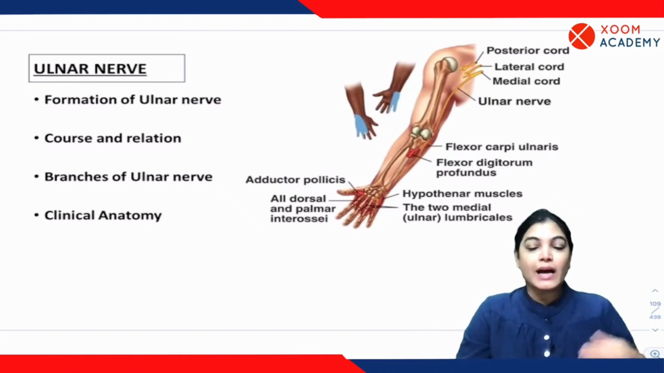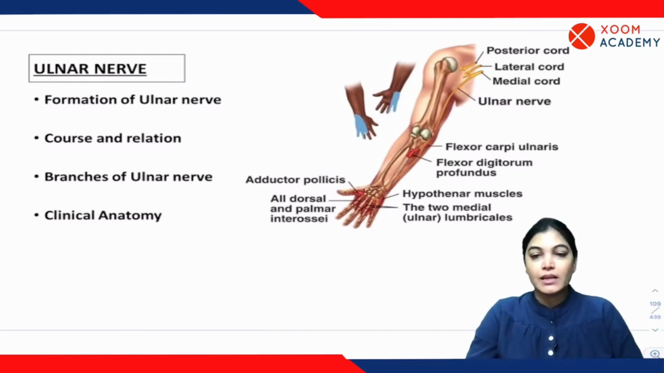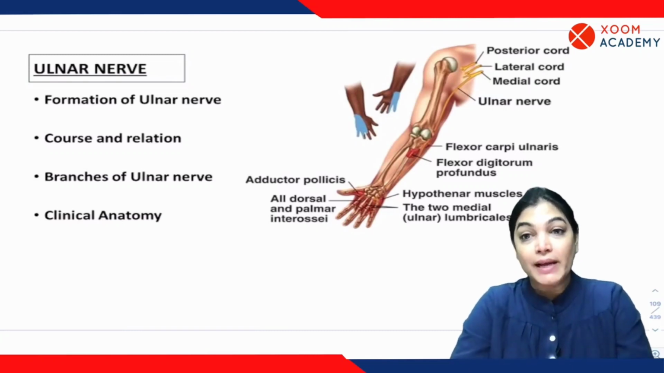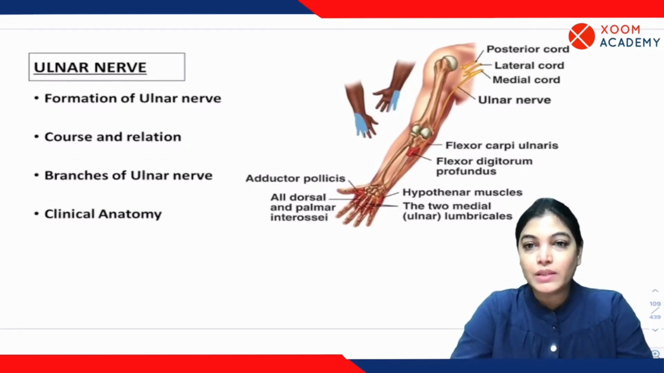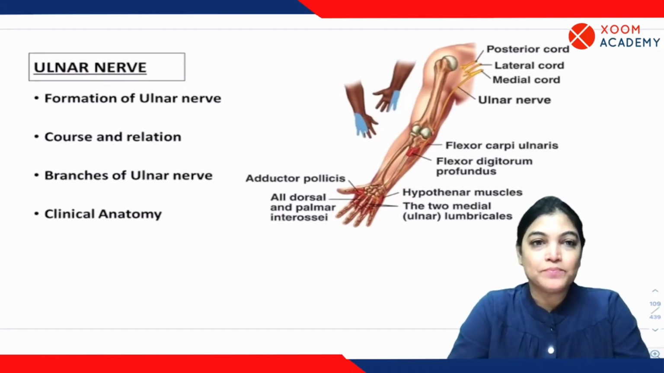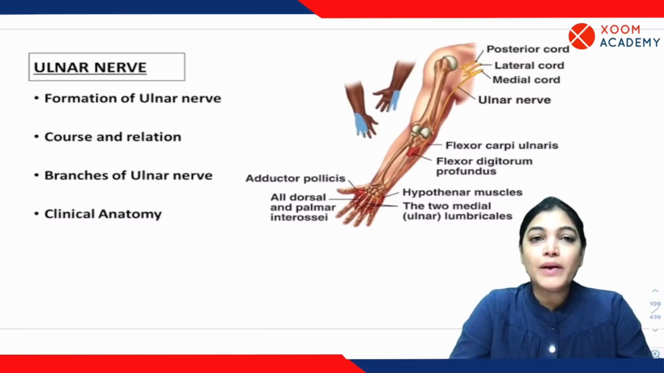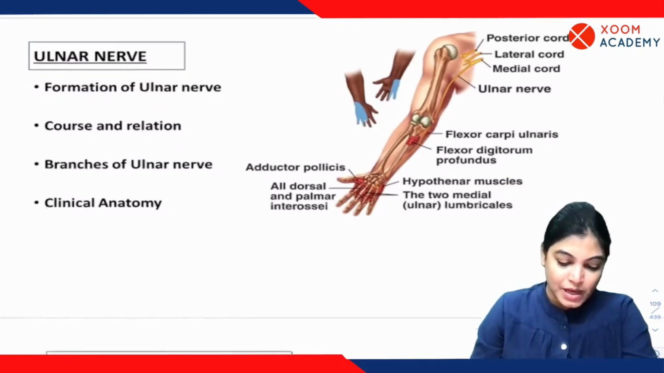So actually, let's start with the first of these nerves, that is the ulnar nerve. Already we have discussed the topic of brachial plexus, in which we briefly discussed a few of the nerves and also the clinical anatomy. For the ulnar nerve, we will proceed by first understanding which part of the brachial plexus it is a branch of, then the course, relations, branches, and then the clinical anatomy. So let's start with this.